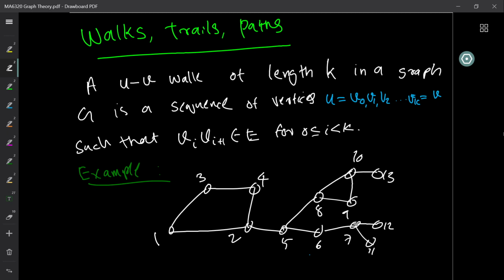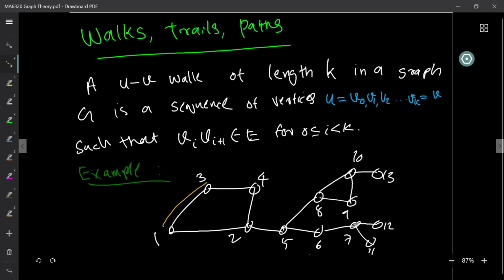So walks, trails, and paths. A walk in a graph is basically traversing the graph through its edges, starting from some vertex. Let us say that one decides to go like this: 1 to 3, then 3 to 4, then decides, okay, let me go back to 3, and then maybe go back to 4, then go to maybe 2, go to 5, and stop.